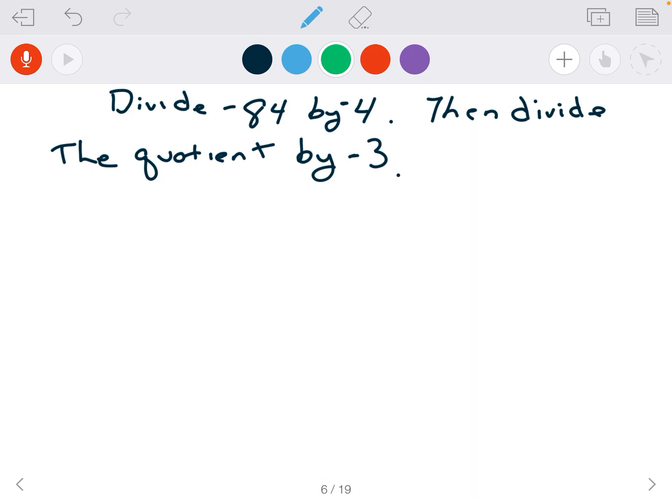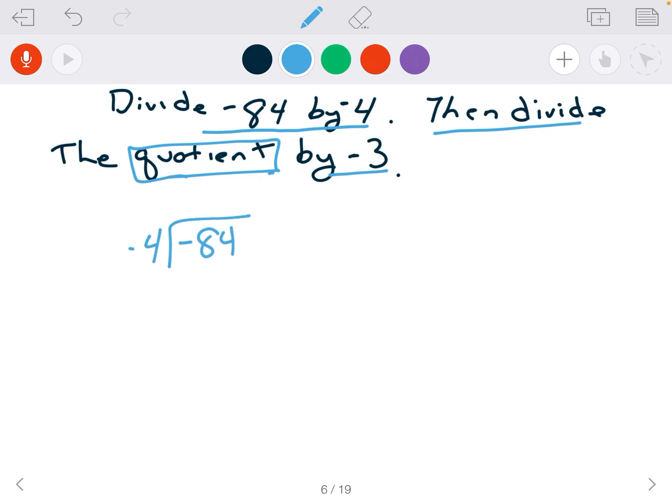Do you. Okay. Next one, divide negative 84 by negative 4, then divide the quotient by negative 3. The quotient is the answer, so you got to get this answer first. So let's do negative 84 divided by negative 4. And what are our rules? Two negatives make a positive. So I'm just going to take those negatives away because my answer is going to be positive. So 4 goes into 8 2 times. 4 times 2 is 8. Do my subtraction, 0, bring down my 4.